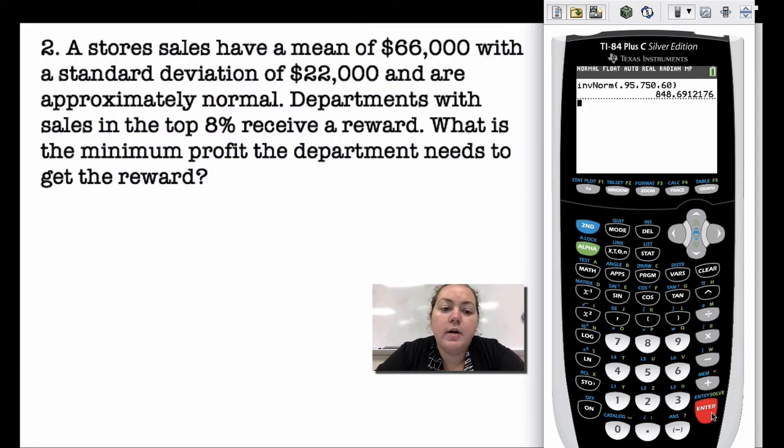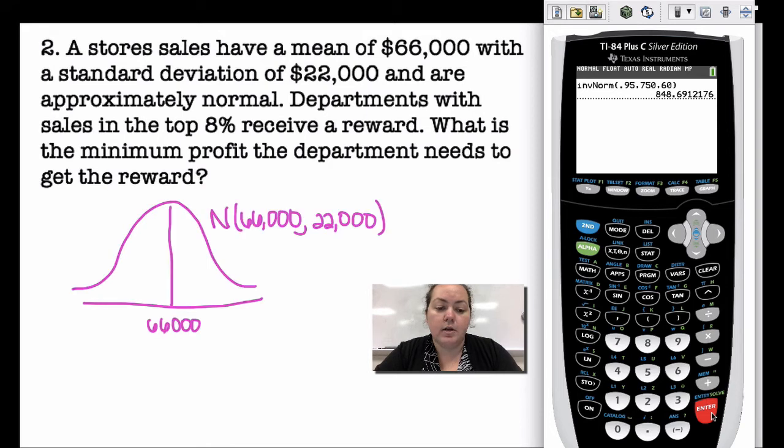All right, problem 2. A store's sales have a mean of $66,000 with a standard deviation of $22,000 and are approximately normal. Departments with sales in the top 8% receive an award. What is the minimum profit the department needs to get the reward? All right, so here is our normal distribution. I need to be in the top 8%, so that means on the right side I have 8% shaded. I want to know what that cutoff value is. Well, if I'm in the top 8%, that means the area to the left of that value would be 92%. 100 minus 8 is 92.